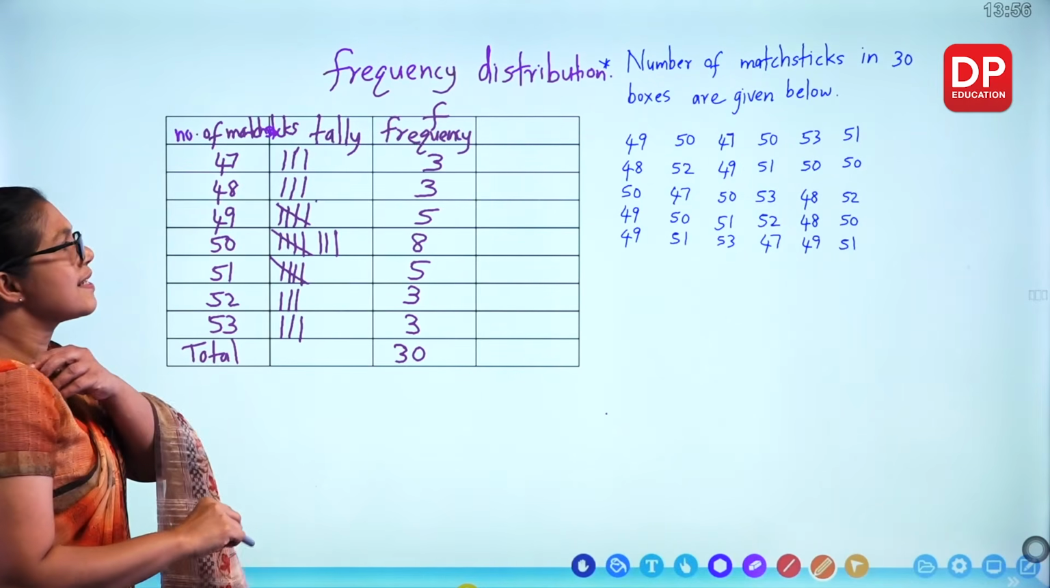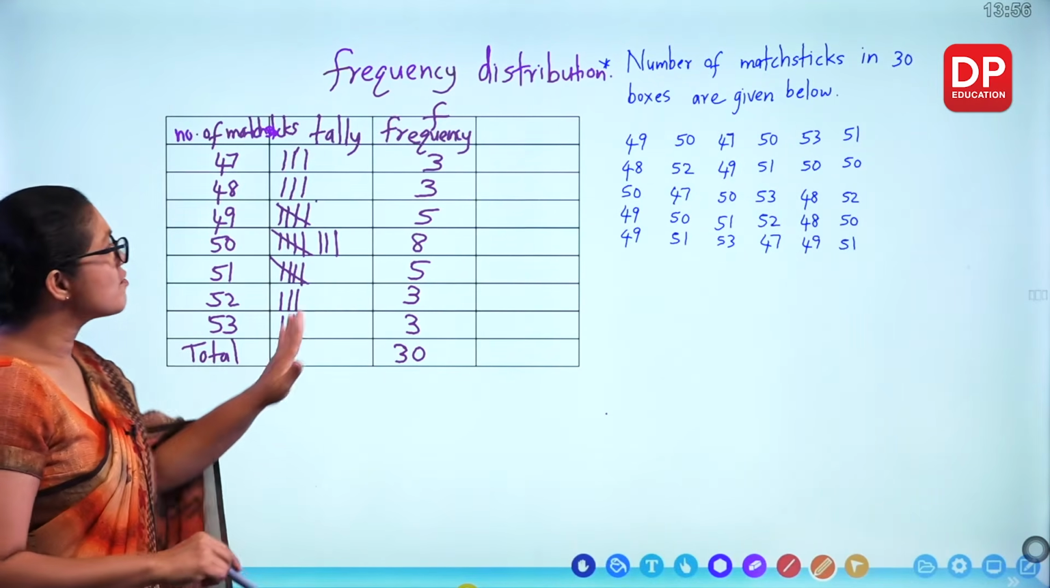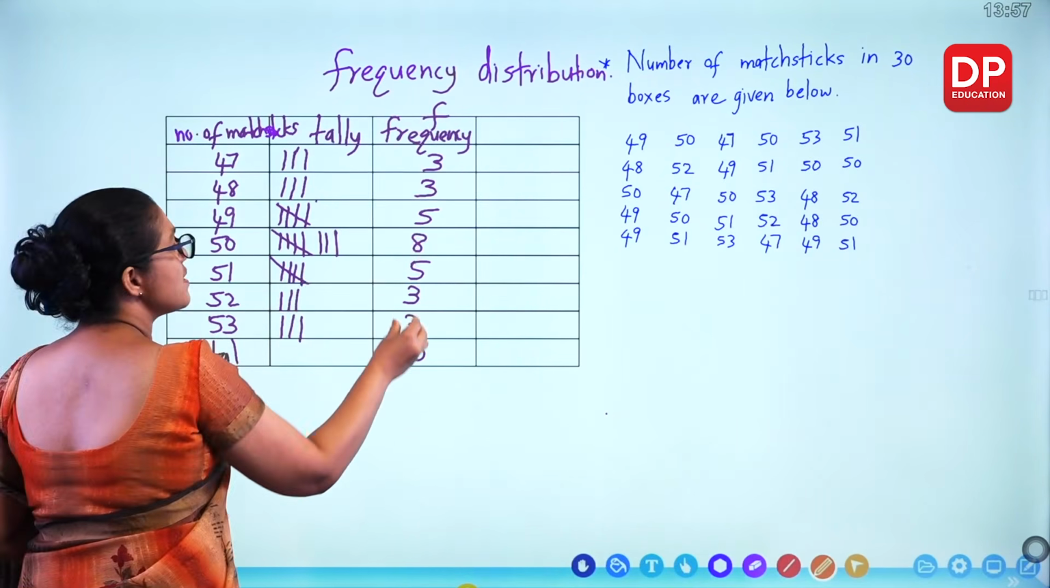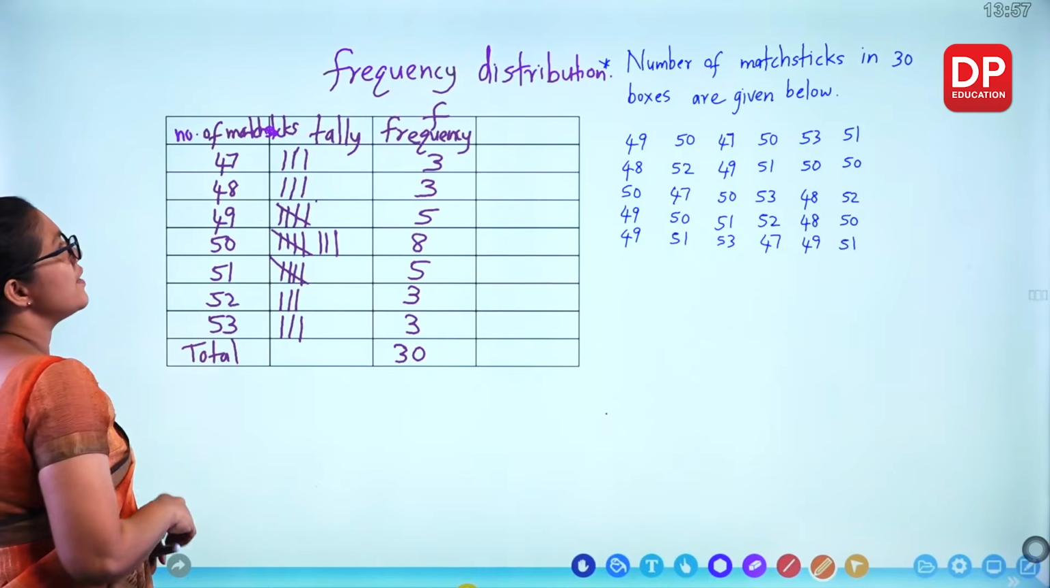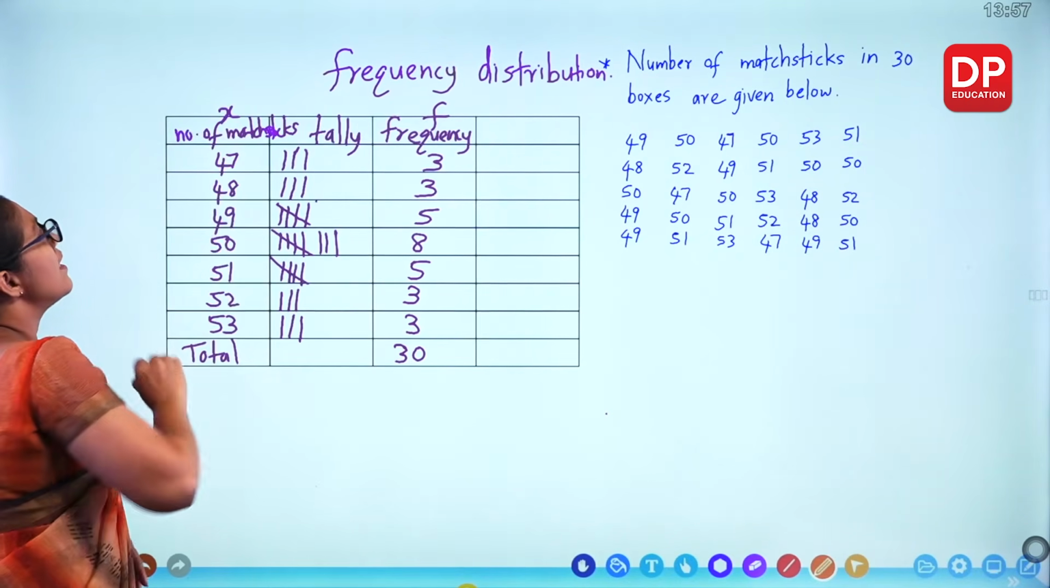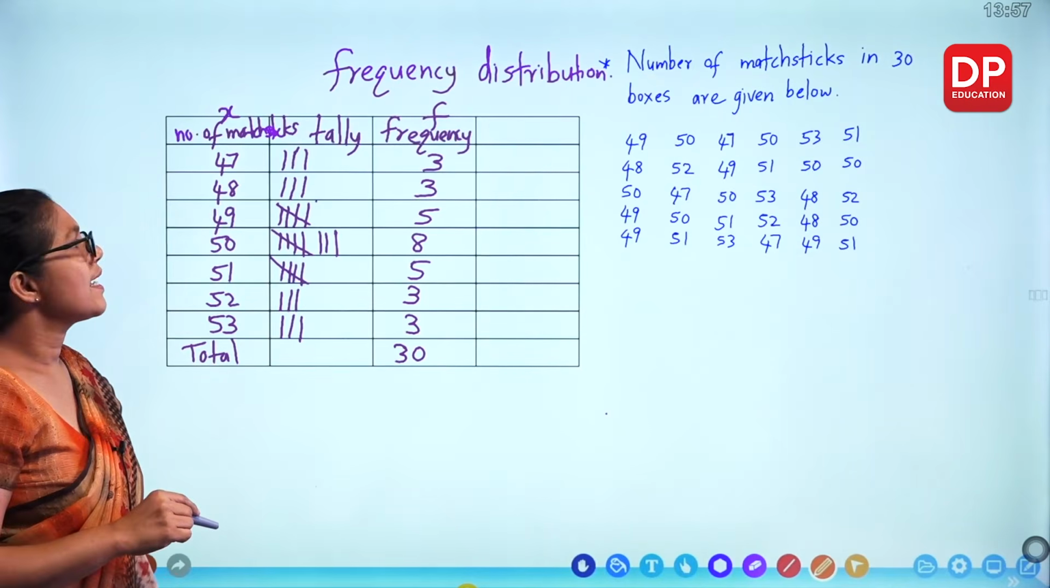Then what's the next step? Now we want to find out. This is called frequency distribution: a table with frequencies and the x values. So here we can take the number of matchsticks as x.